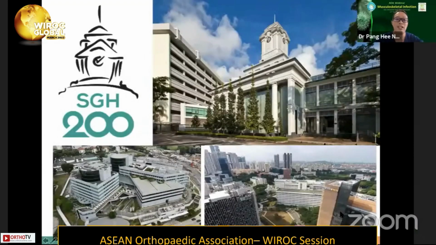In Singapore General Hospital, we recently celebrated our bicentennial anniversary. It was supposed to be a big event. It was a big event, but we would have hoped that it would be a physical one. Due to COVID, it was done virtually. We operate about 3,000 joints every year, and unfortunately, up to 1% would have some sort of infection.